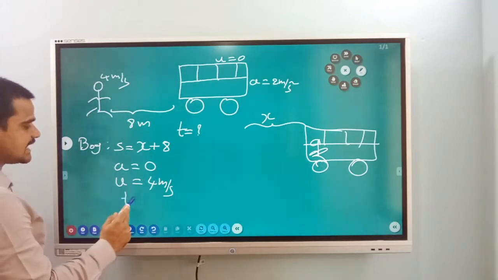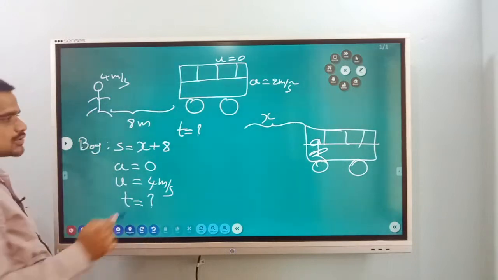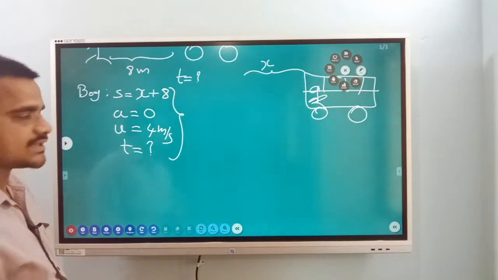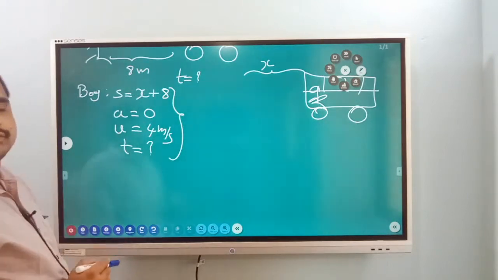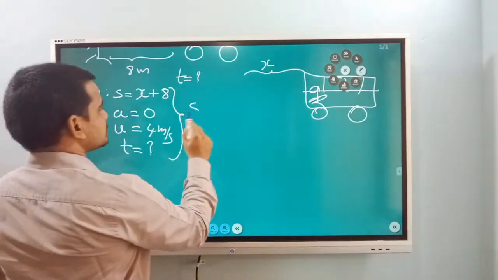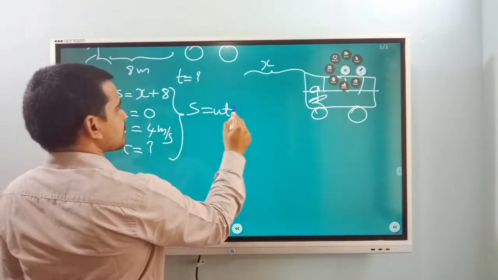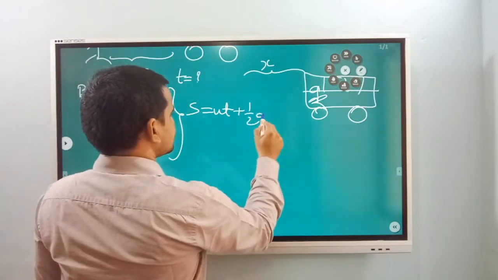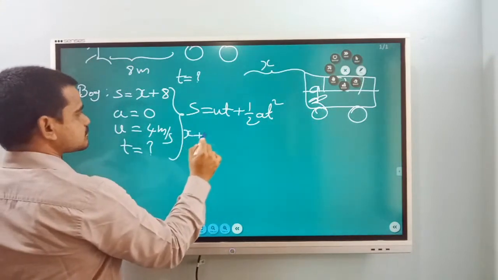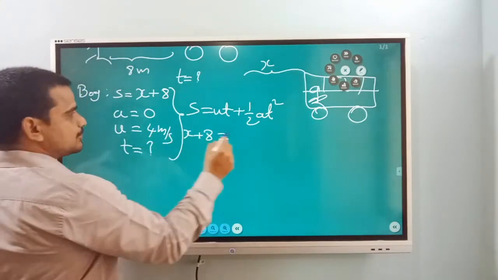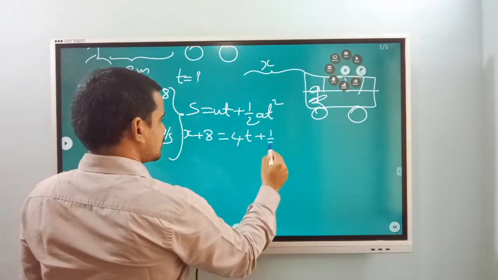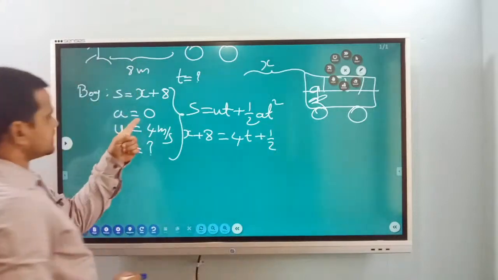I want to write the time t. So from these 3 expressions, which one can I use? For this, 4 must be there, which expression do I use? S is equal to ut plus half a t square. What is S? x plus 8. u is 4, time t, plus half a t square. What is a? a how much? 0.